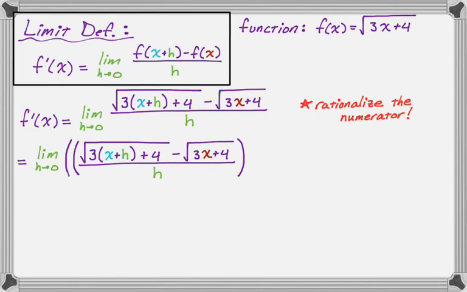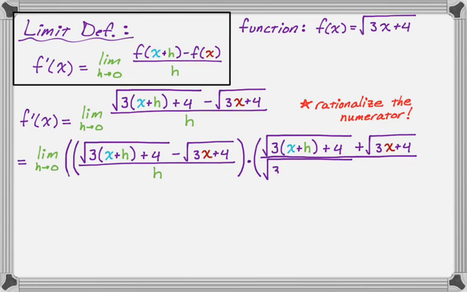Now I'm going to multiply this whole expression by the numerator with a plus in between the radicals. So it's the quantity radical 3 quantity x plus h plus 4, plus radical 3x plus 4, and then divided by the same thing. This is a really clever form of 1. I'm multiplying by the thing over itself, which is definitely 1. So it'll change the way it looks, but it won't change the value, and that's the important part. And then when you do this, you never want to expand the denominator. That's a really bad idea.